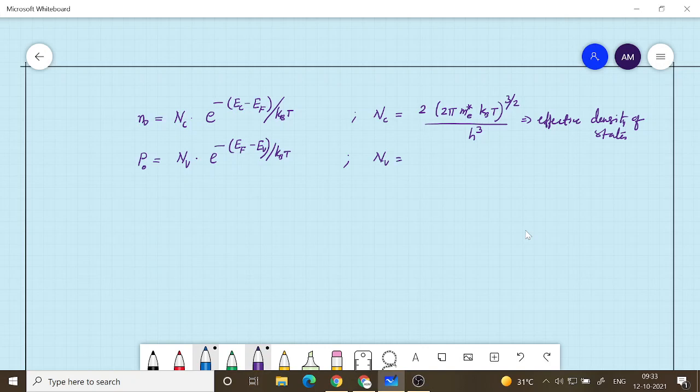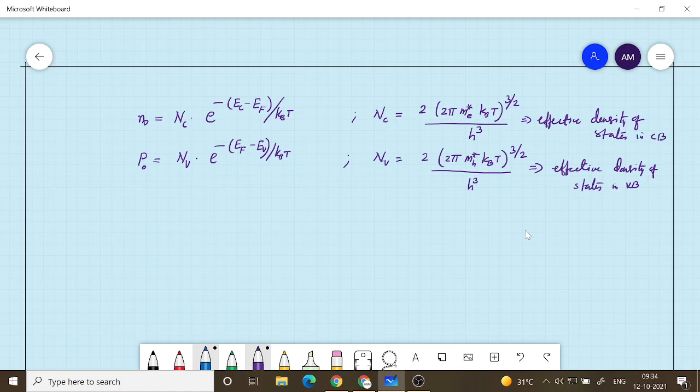And Nv is the same, the only difference is that instead of the electron effective mass you will have the hole effective mass, which is the modulus of the effective mass of the electron in the valence band. Otherwise the constants are similar, so it's called the effective density of states in the valence band, to be more precise, at the top of the valence band. So this is in the conduction band.